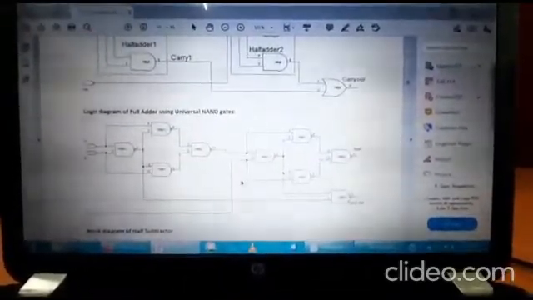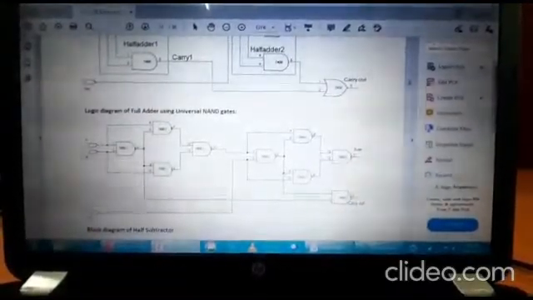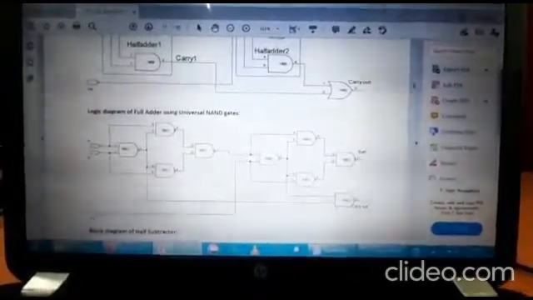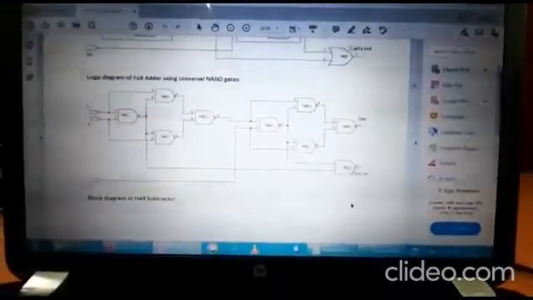In a similar fashion, we have 4 of these NAND gates in the first half adder, 4 of these NAND gates in the second half adder, and together we give the outputs to this NAND gate in order to generate the carry out for the full adder.